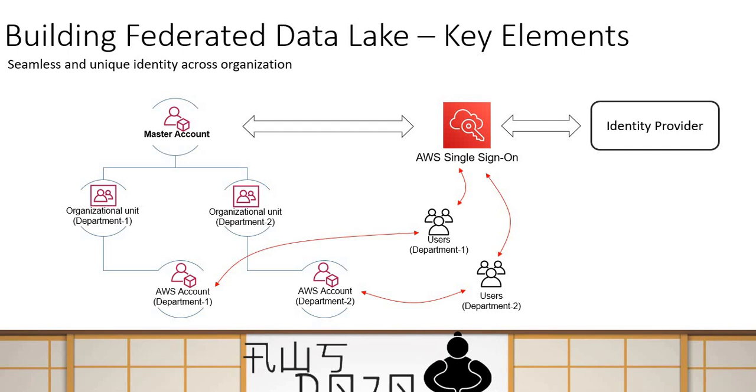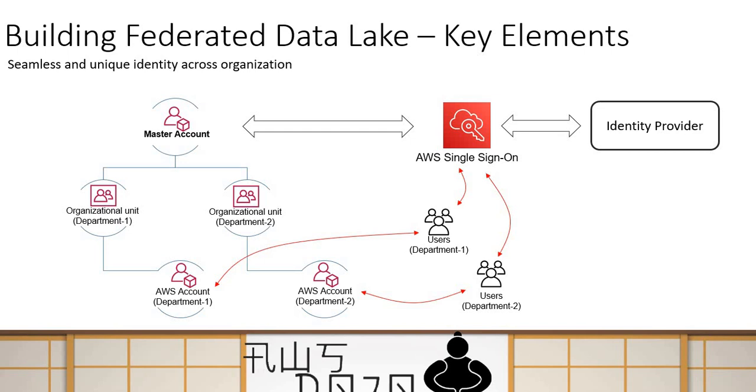So by providing single sign-on with your identity provider at the master level, and then extending that identity across all the AWS accounts within the organization, you ensure that your users are using a single identity, no matter whether they are accessing their own data lake or a data lake from some other department, some other group within your organization. Okay, so having a seamless and unique identity across the organization is very important, and you can very much achieve that using AWS single sign-on based federation, identity federation, I mean.